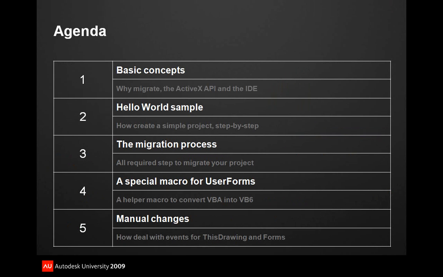The agenda of this webcast will be, first, some basic concepts such as why migrate, the ActiveX API, then the IDE. Second, we'll talk about a Hello World sample and how to create a project step by step and how to add reference, etc. Third, the migration process. We have some 5 steps to complete to migrate our project. Next, we'll pass some special macro for use in user form migration. This macro will help us export user forms into VB6 forms, which can later migrate to VB.NET. Finally, we'll talk about some manual changes we need to do to handle events for this drawing and forms.